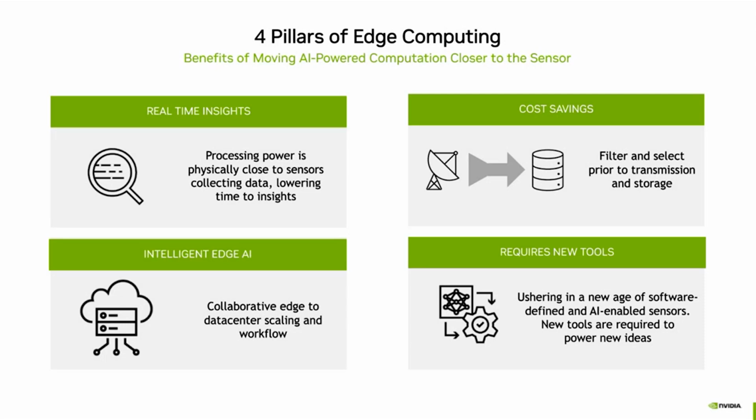Secondly, intelligent edge AI. AI intelligence at the edge serves as an extension to the data center intelligence. It enables faster and more efficient sensor processing, reducing the time from data acquisition to insight, which is really important for healthcare use cases. Thirdly is cost savings. The ongoing increase in number of sensors and sensor resolutions makes it essential to keep costs down by processing sensor data at the edge. This reduces the data transmission and storage costs.